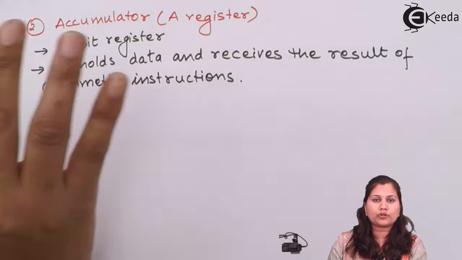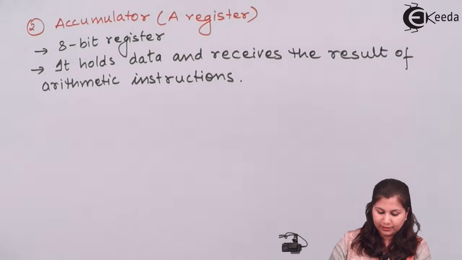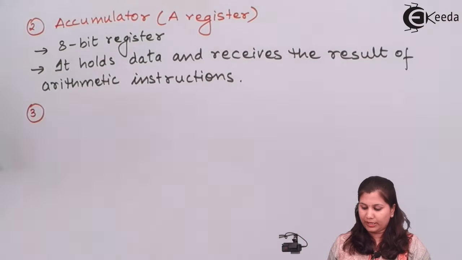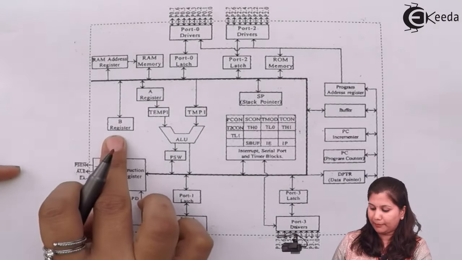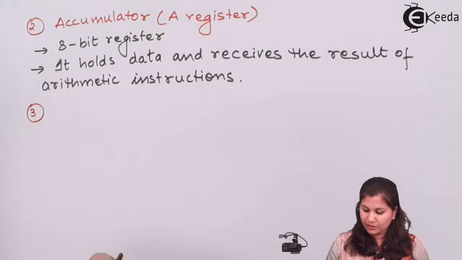So the accumulator is going to store the data, and also the result of the arithmetic operations. Next, we have the B register. It is shown here in the block diagram: B register, A register, and the ALU.